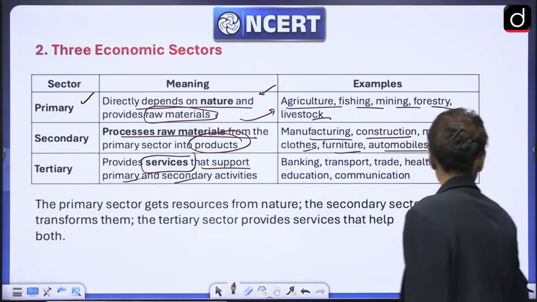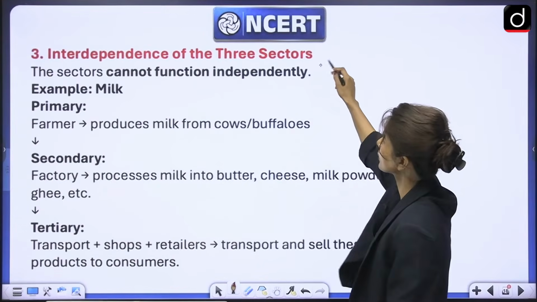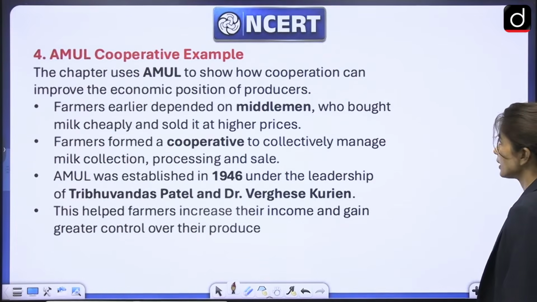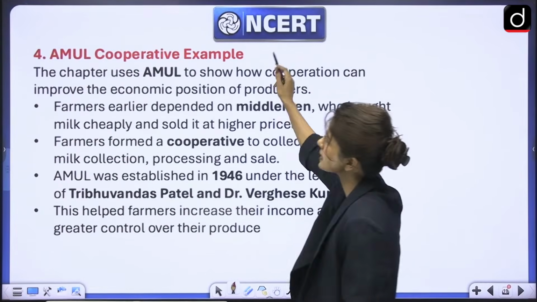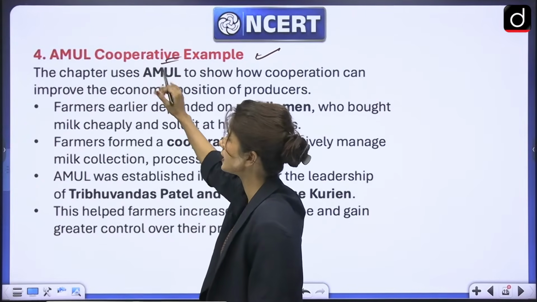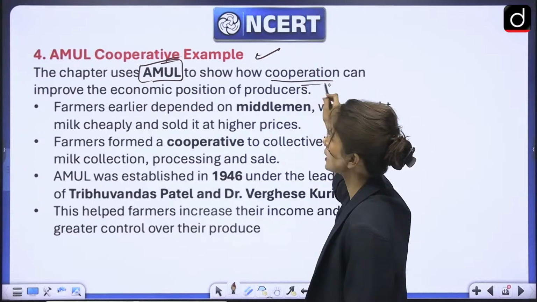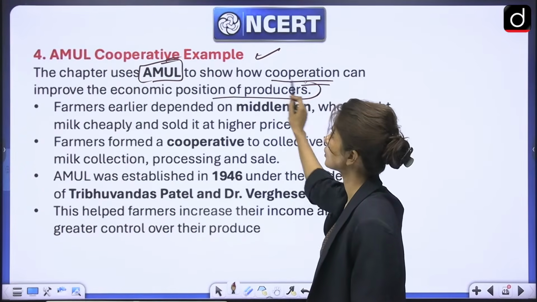Let's see what else is given here. Yeah, so here they have talked about the interdependence of the three sectors. I've already told you that. And finally, they have given the example of Amul cooperative. So Amul has been used in this chapter to show how cooperation can improve the economic position of the producers.